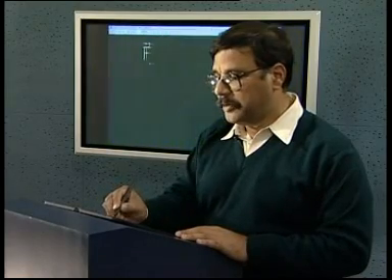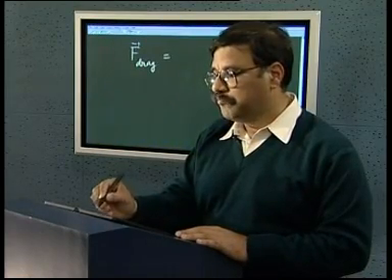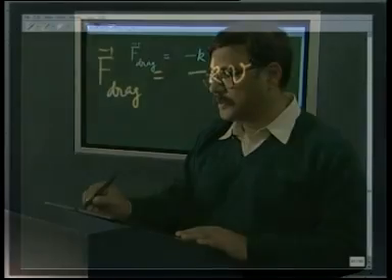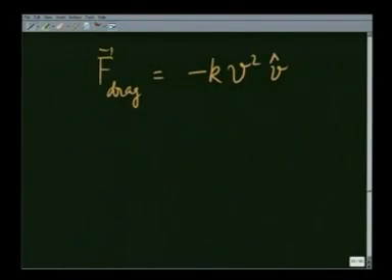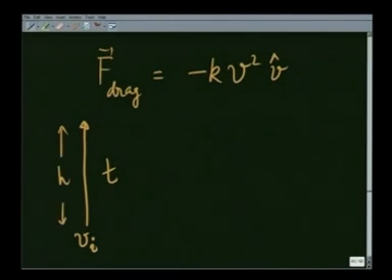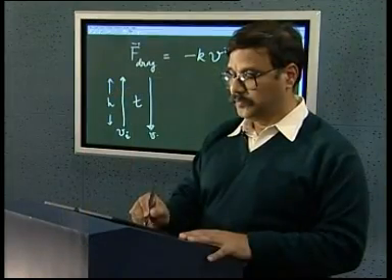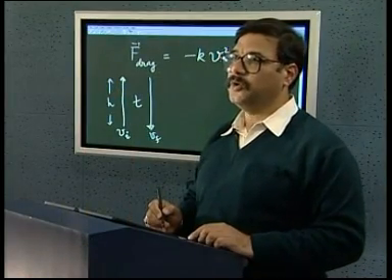The example I take is that of F drag being proportional to v square, and obviously it is in direction opposite to its velocity. And I want to find, if I throw a particle up with some initial speed v initial, how long does it take to reach up? What is the height it can go up to? And what is the speed when it comes down, V final? Let us see what all answers can we get.